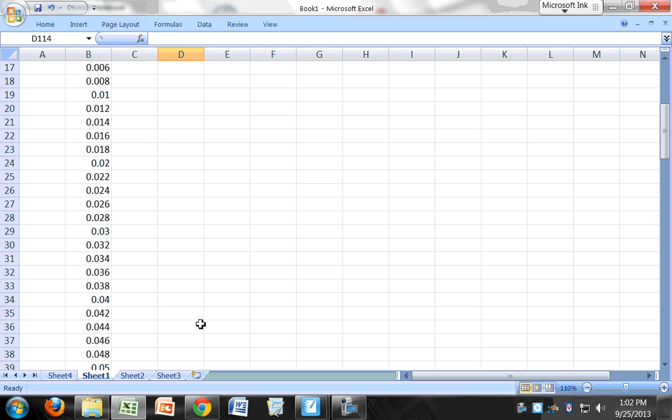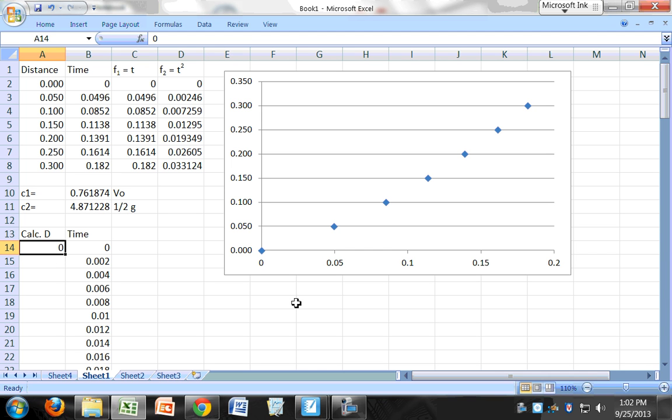There, okay? And I calculate the distance. What's my distance going to be? Equals V naught, which is this one, times time, which is this one, plus 1/2 g, which is this one, right, times time squared, which is this one squared. So this formula is, look, B10, which is V naught, times time, which is B14, column B, row 14, plus 1/2 g, which is B11, times B14 squared, that's T squared. Got it?